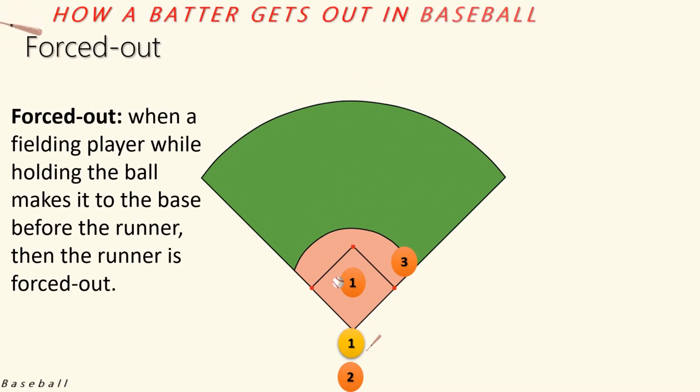When a fielding player, while holding the ball, makes it to the base before the runner, then the runner is forced out. You can compare it to a run out in cricket, but the difference is that in baseball the fielder holds the ball and touches the base. But in cricket, the ball can be thrown at the wicket, and if it hits and the batter has still not reached the crease, the batter may be run out.